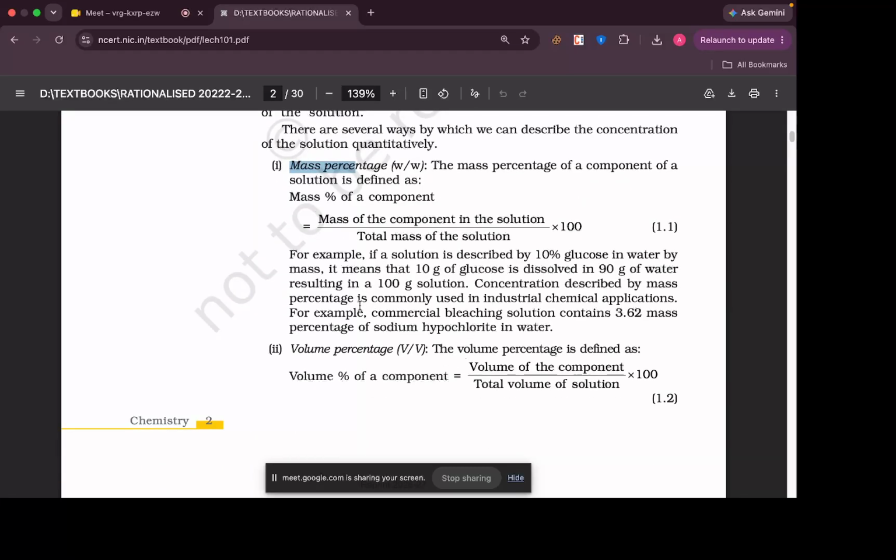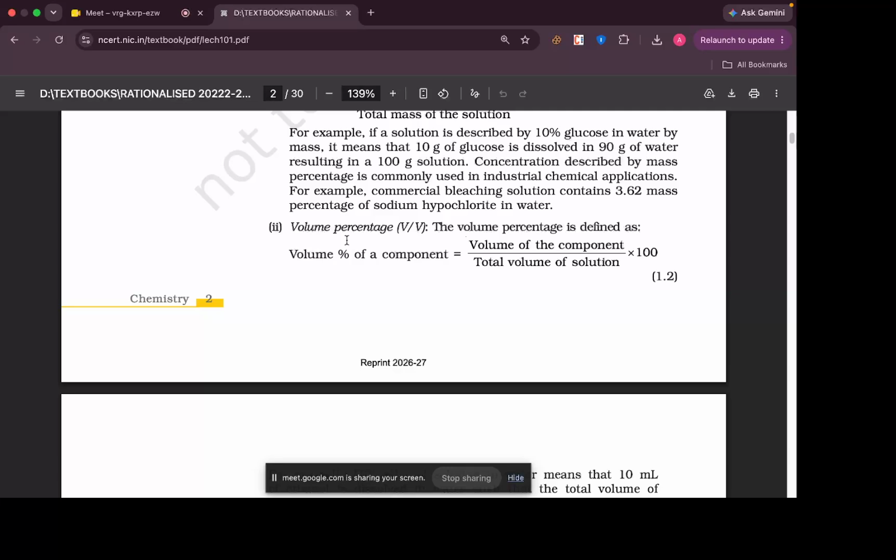Concentration described by mass percentage is common. So these are the theoretical things you can read a little bit. For commercial bleaching solution, 3.62 mass percentage of sodium hypochlorite in water is used. So simply you can remember industrial chemical application. That's it. Commercial bleaching solution. Generally they don't ask such deep numerical statements in physical chemistry, but you can just go through it one time.